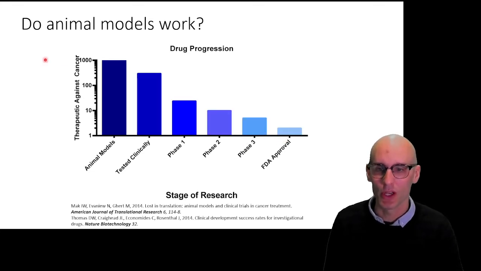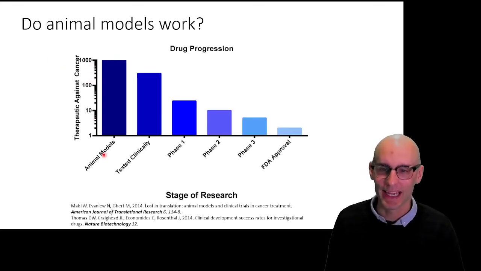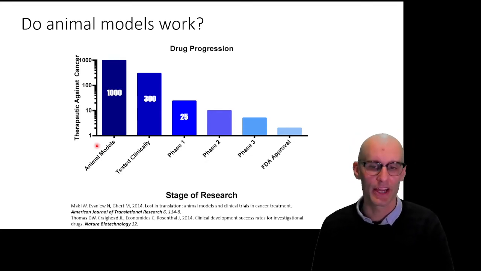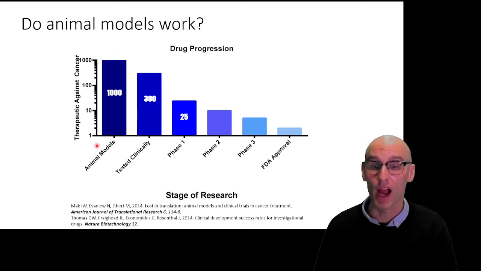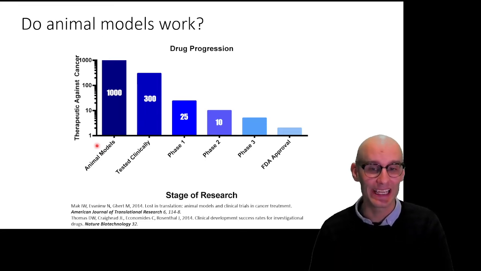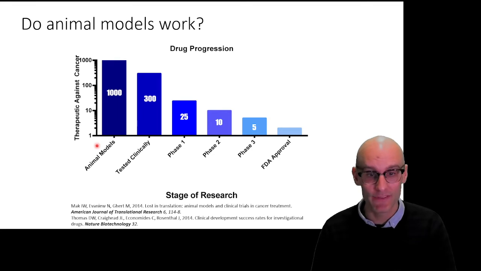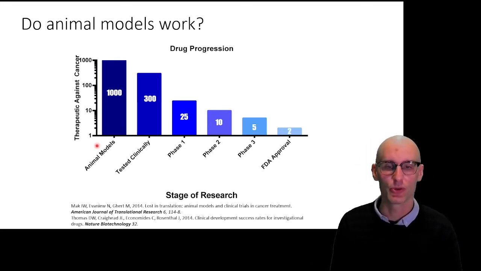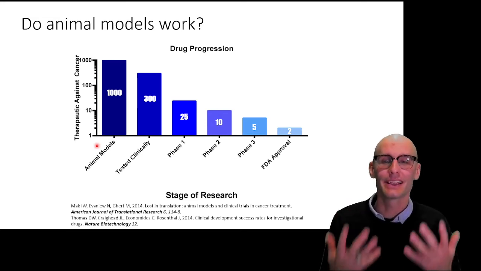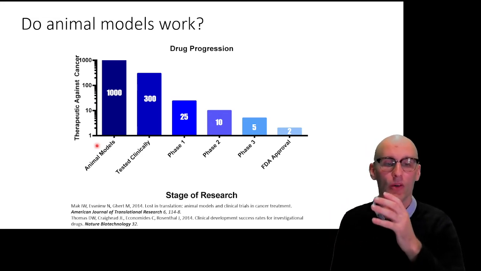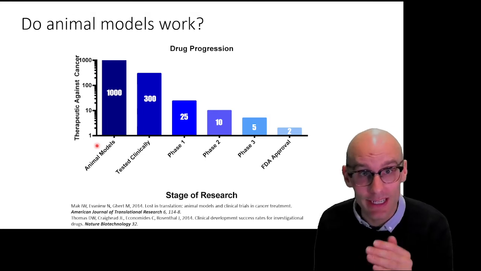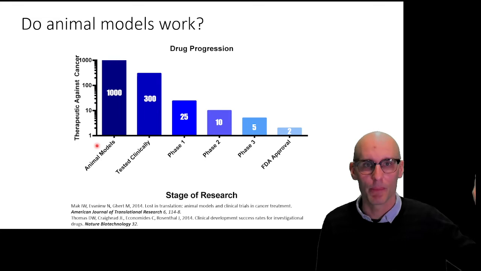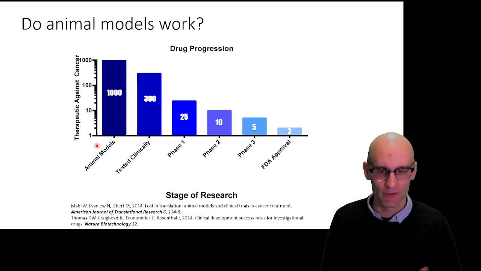So I'm going to switch it to a log scale. Here's a log scale so we can actually see these numbers. For every 1,000 that get through animal models, roughly 300 get tested clinically, roughly 25 get through phase 1, roughly 10 get through phase 2, roughly 5 get through phase 3, and roughly 2 finally get that FDA approval. So 1 in 500 in cancer research of drugs that work in animal models are found to be so effective that they end up in the clinic and get FDA approval.